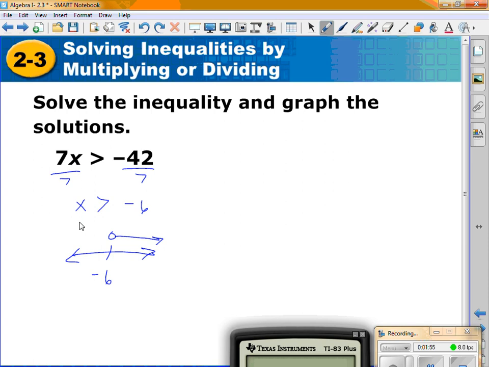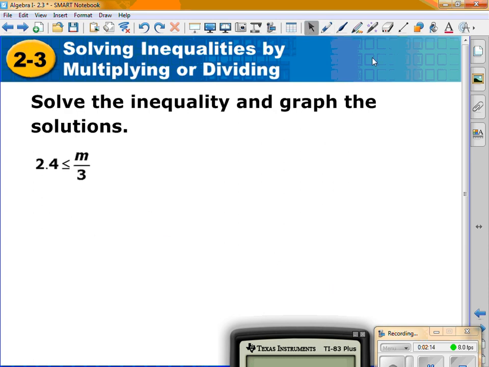Give me a number greater than negative 6. Give me the best number greater than negative 6. 0. What's 0 times anything? 0. Is 0 greater than negative 42? Yes. So I know I'm correct.